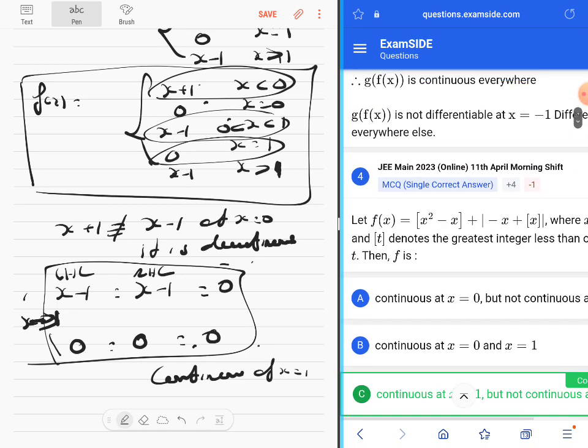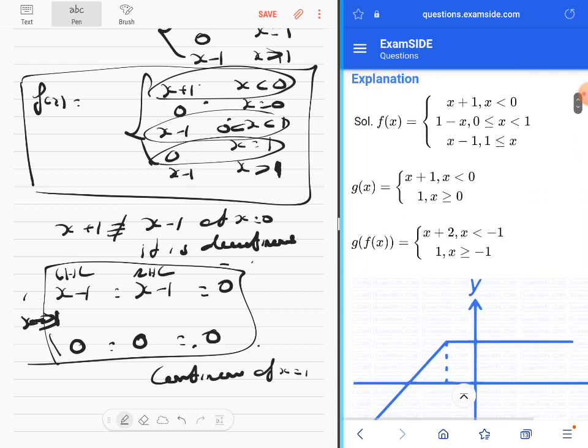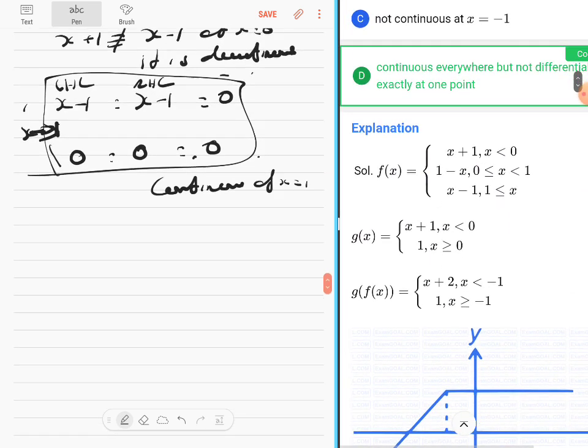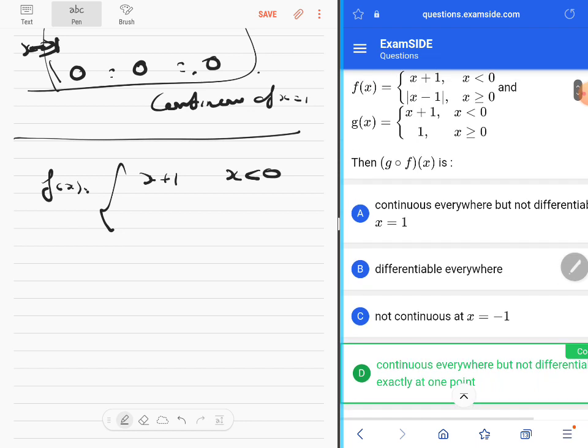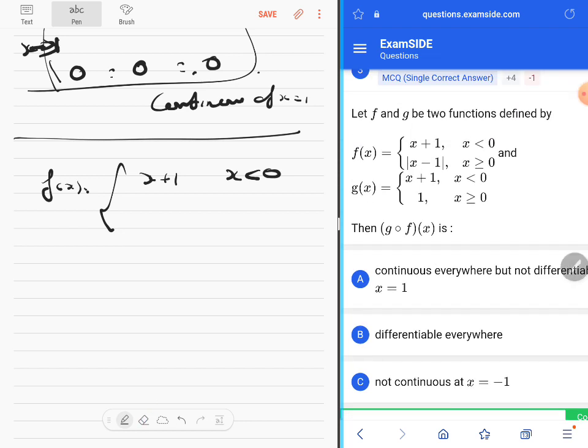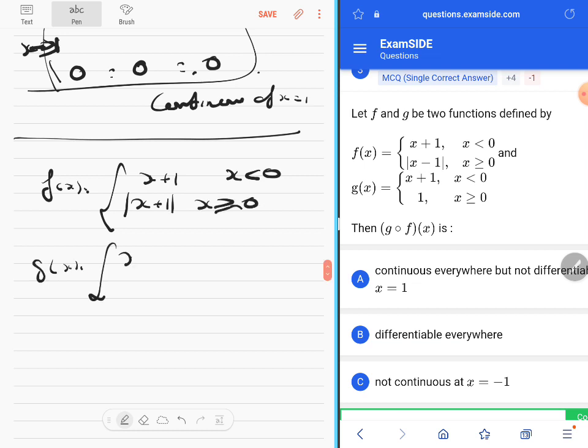Let me scroll up and see if I have left any sum. Did I do the sum? Let me do the sum. Here it is. f of x is equal to x plus 1 when x is less than 0, and mod of x plus 1 when x is greater than or equal to 0. And g of x is equal to x plus 1 when x is less than 0, and 1 when x is greater than or equal to 0. You have to find g of f of x.